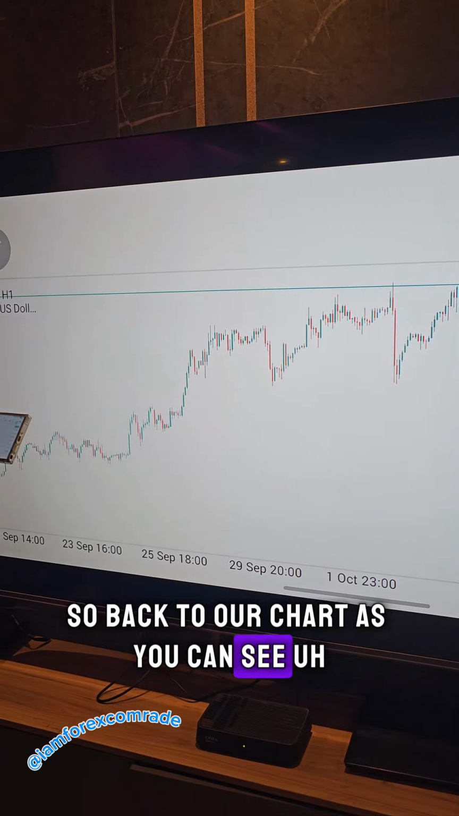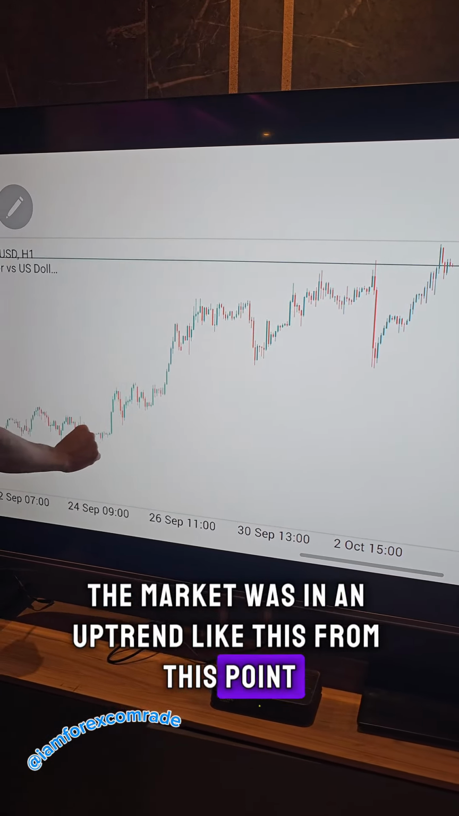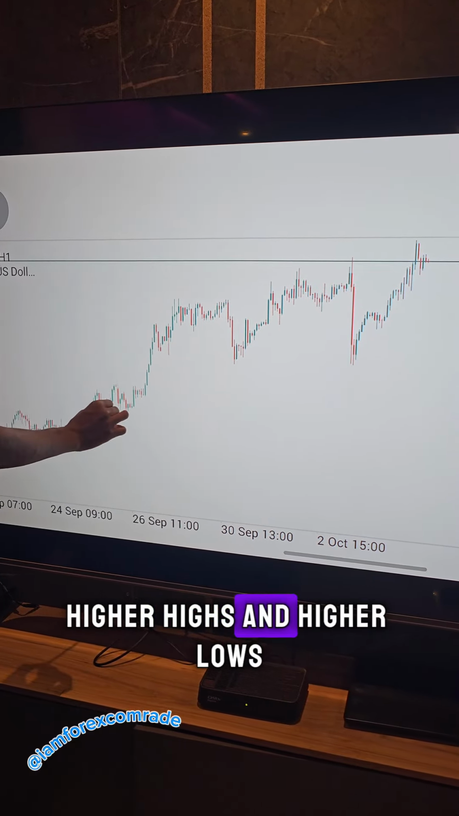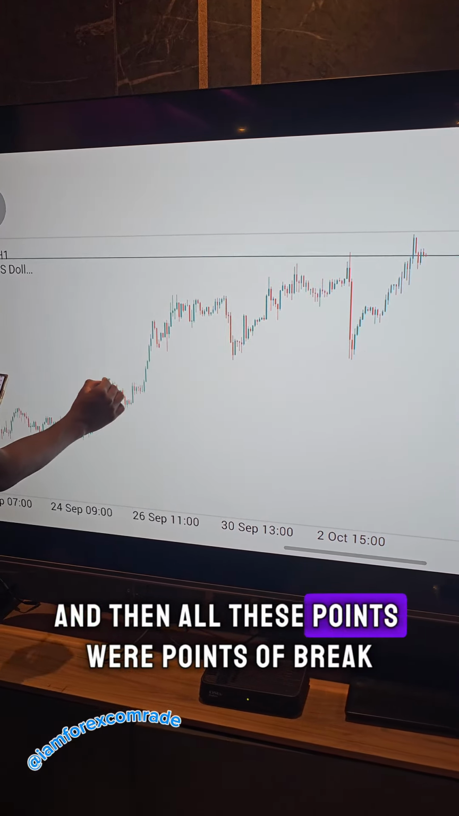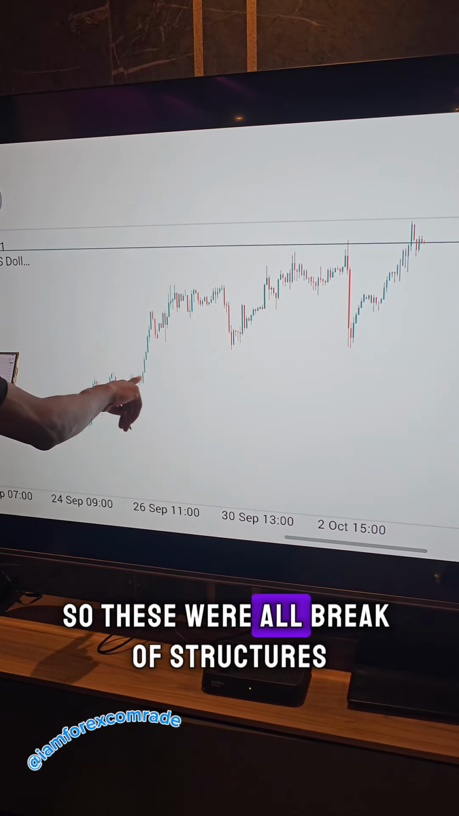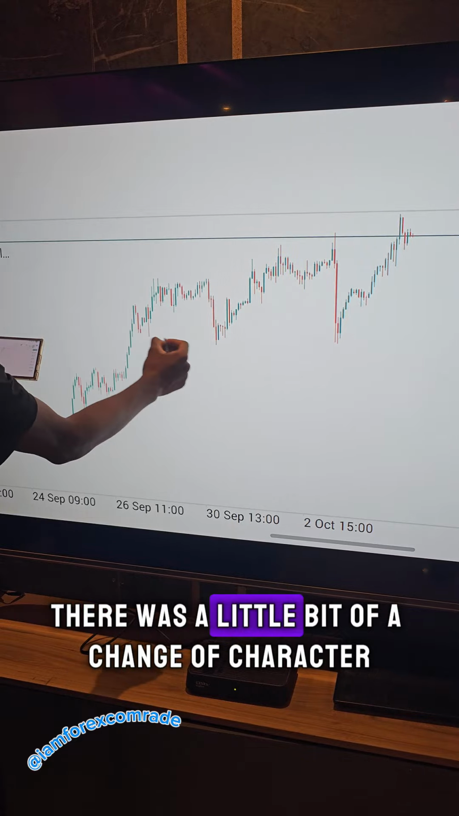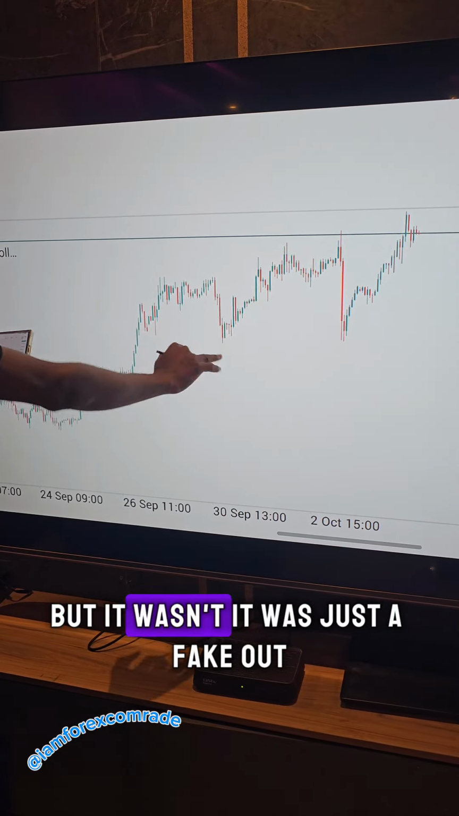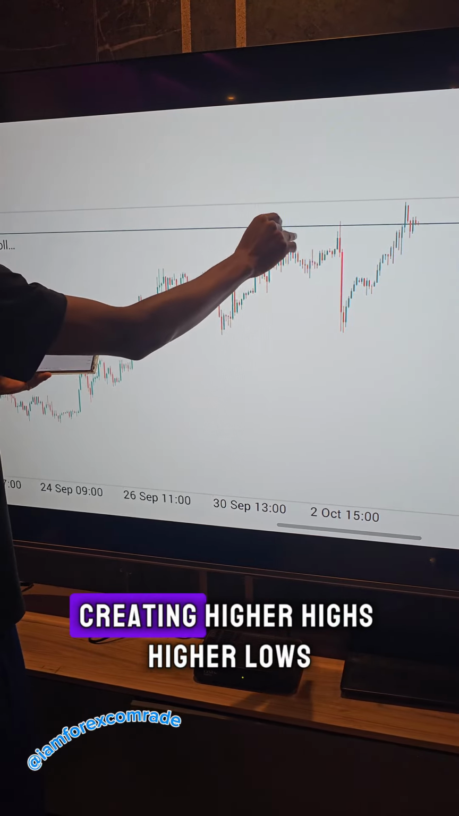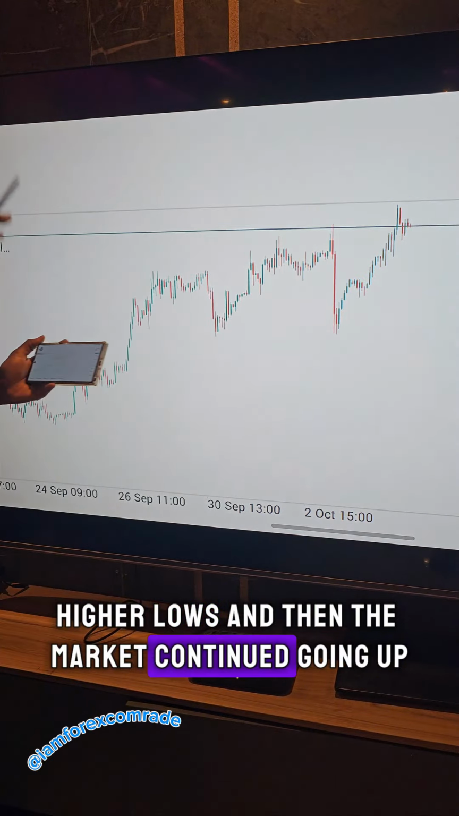As you can see, the market was in an uptrend like this. From this point, it was forming higher highs and higher lows, higher highs and higher lows, and all these points were points of break of structure, right? So these were all breaks of structure, and the market continued going up, and then there was a little bit of a change of character, but it wasn't. It was just a fake out, and then the market continued going up, creating higher highs, higher lows, higher highs, higher lows.